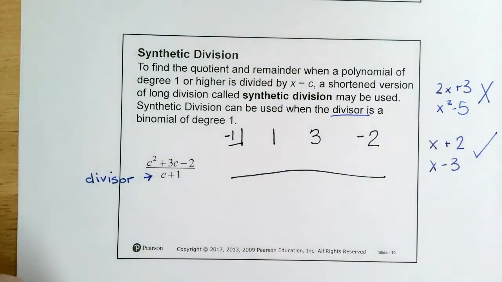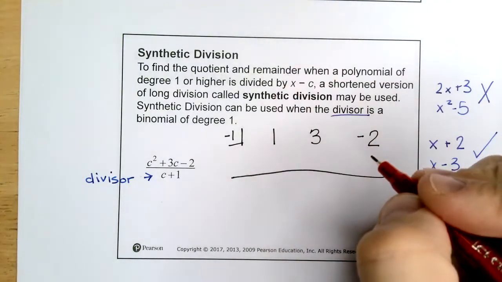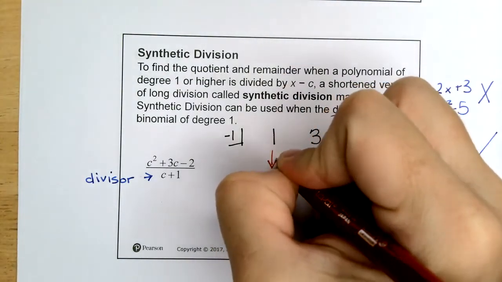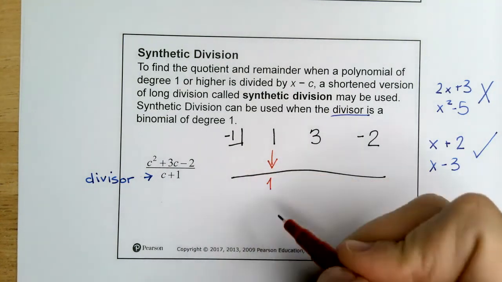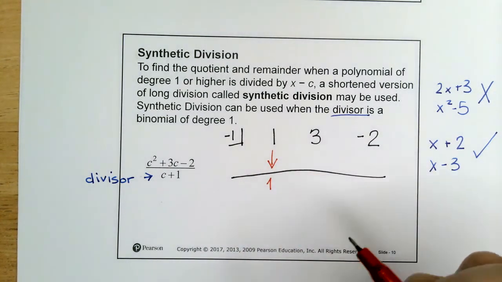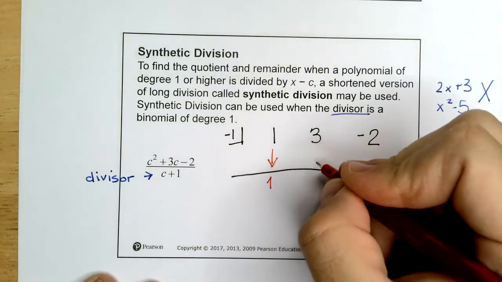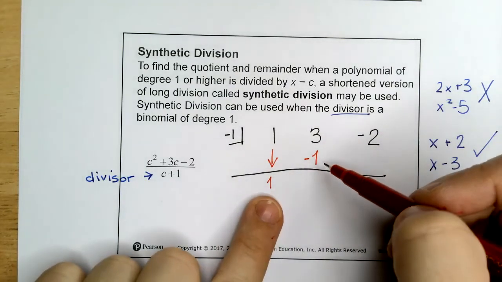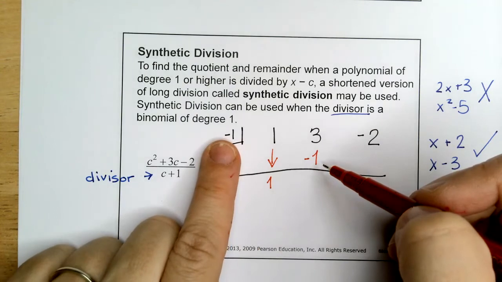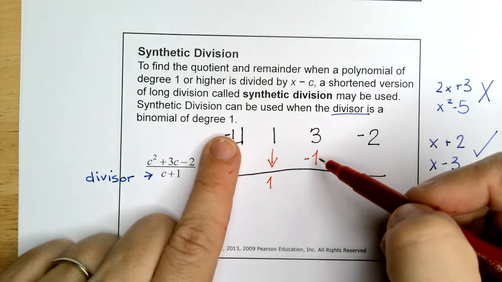So, what do we do? We take the first term, bring it straight down. 1, bring it straight down. Okay? Multiply it by what is in the divisor box. 1 times -1 becomes -1. We're going to put that number right here. This is this number times whatever is in the divisor box. Okay? We put it in the next column.